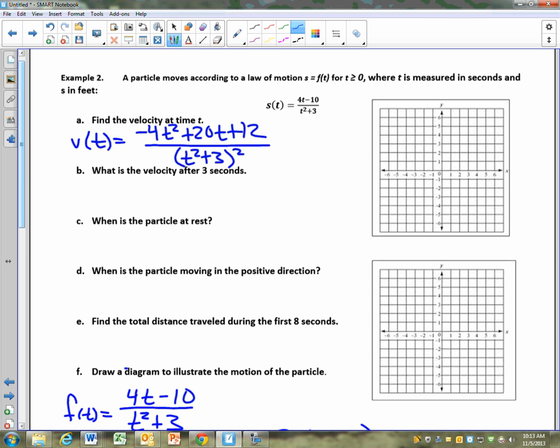So we've got negative 4 times 9 plus 60 plus 12, all divided by 3 squared is 9 plus 3 is 12, squared is 144. So negative 36 plus 60 is 24, plus 12 is 36. One-fourth feet per second. I think I did that right. Anybody see a mistake?